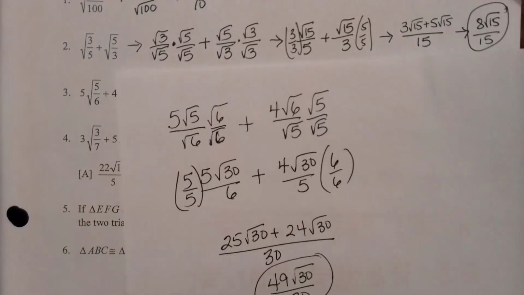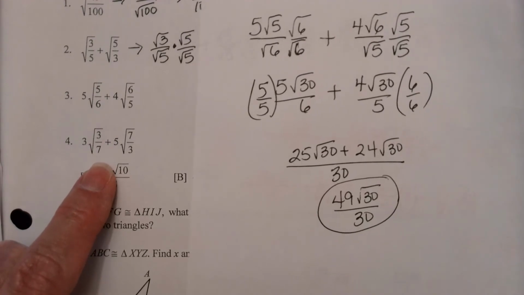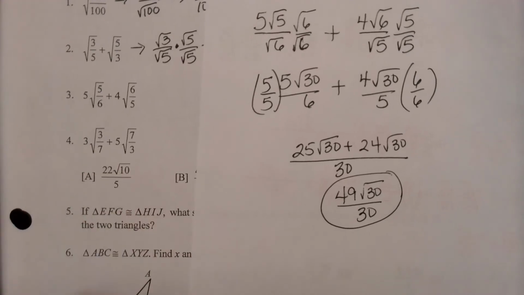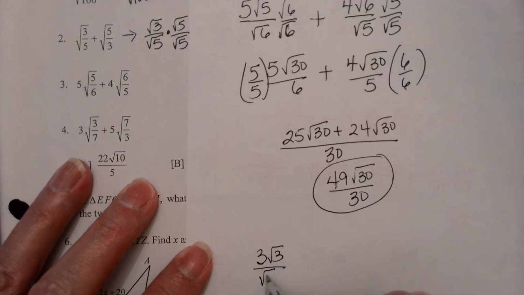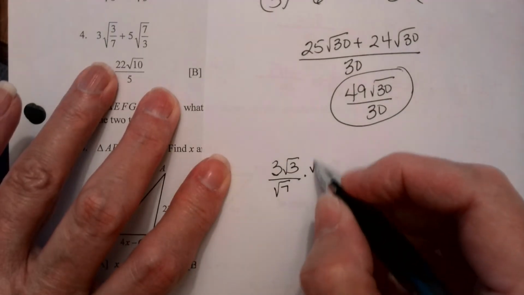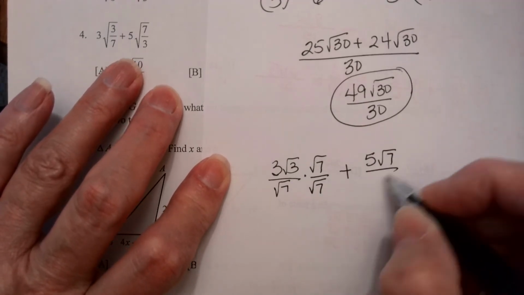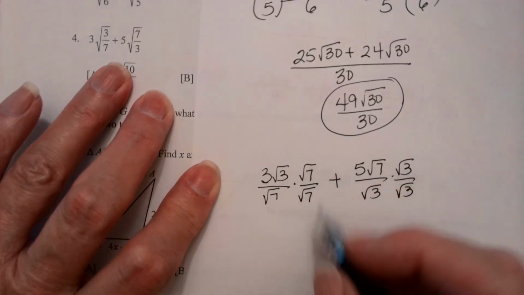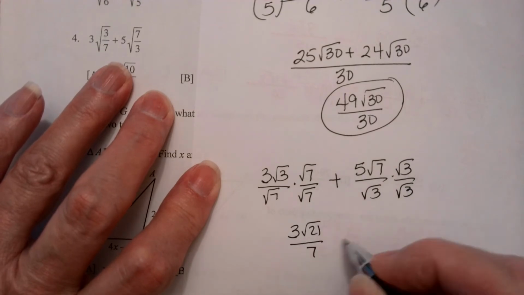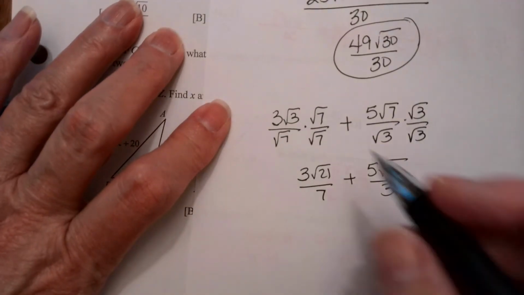Okay? Now let's try this one. Well, actually, you try this one for a minute. Okay, pause the video. It's going to take you a little bit of time. Okay, so coming back to that, you should have done 3 times the square root of 3 over the square root of 7, and then multiplied it by the square root of 7 over the square root of 7. And then you should have done 5 times the square root of 7 over the square root of 3. Then you'll multiply that by the square root of 3 over the square root of 3. That's going to give you 3 times the square root of 21 over 7 and 5 times the square root of 21 over 3. Get a common denominator.